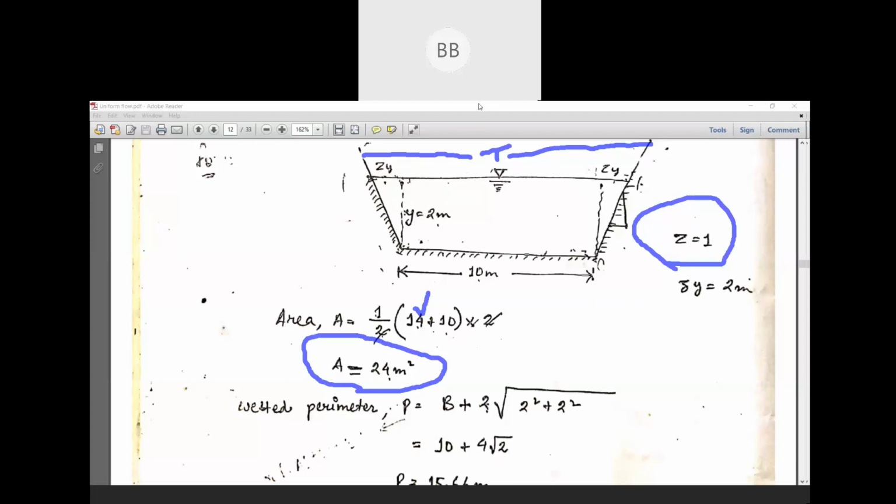So yeah, try to solve this numerical, and then we will discuss its answer in the next class.